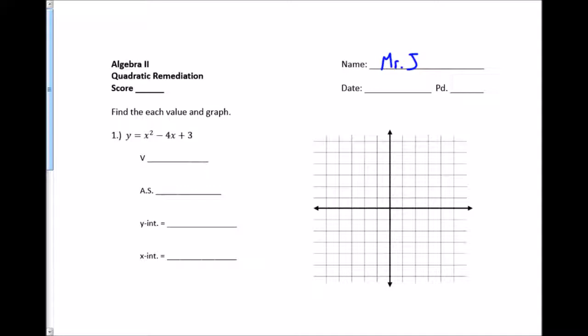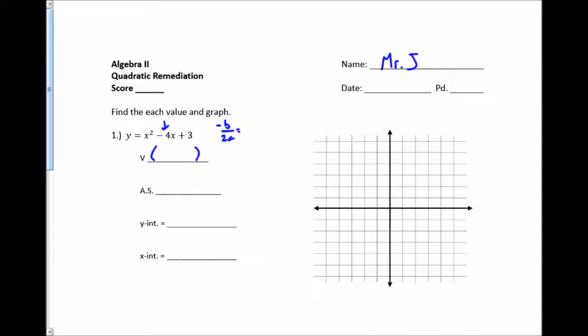If we look at the first one, when we're graphing these things, the first thing we want to do is find the vertex. This one is in standard form, so to find the vertex, I have to do the opposite of b over 2a. When I do the opposite of b over 2a, it will give me the x value for my vertex. So my b value is right here.